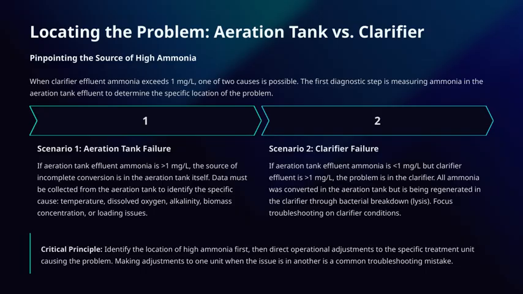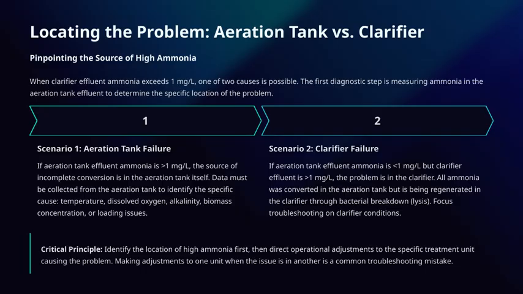In this case, we need to gather data from that tank. Look at factors like temperature, dissolved oxygen, alkalinity, biomass concentration, and loading conditions to identify what might be causing the inefficiency. On the other hand, if the ammonia in the aeration tank effluent is less than 1 milligram per liter, but the clarifier effluent shows high ammonia levels, then the problem lies in the clarifier. Here, all the ammonia was initially converted in the aeration tank, but it's being regenerated or broken down in the clarifier through bacterial lysis. The key takeaway is this: always identify where the high ammonia is first.